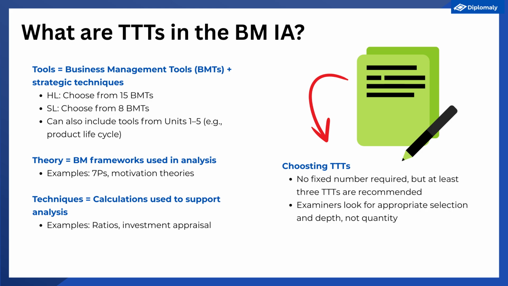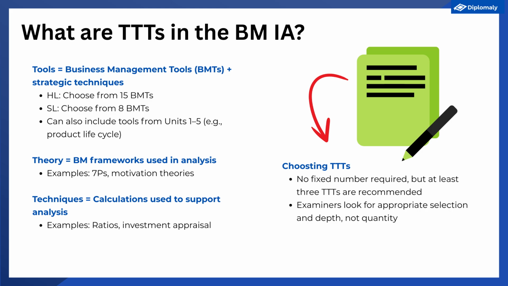Theory is BM content that can be used as frameworks as part of your analysis. This can include things such as the 7 Ps or motivation theories. Techniques are calculations you can perform to provide further insights into your analysis, and this can include things such as the financial ratios or investment appraisal. In other words, anything from the business management syllabus can be helpful in answering your research question and helping you score marks on criterion B.